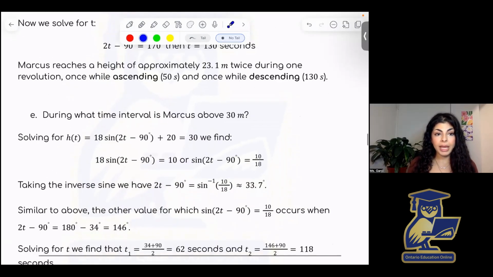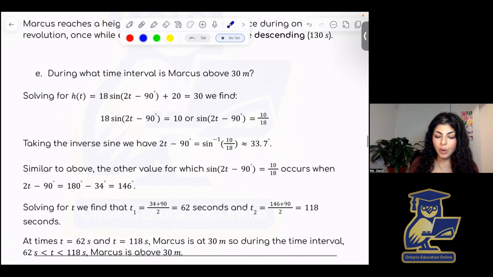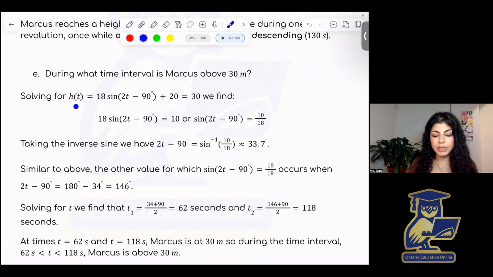Another type of question you might be asked is, during what time interval is Marcus above 30 meters? To do this, you have to find the times at which he is at 30 meters, and then the time in between those points is the time where he's going to be above 30 meters. So really, we want to solve for h of t is equal to 30. Here we rearrange, so we have a subtraction of 20. So 18 times sine of 2t minus 90 is going to be equal to 10.